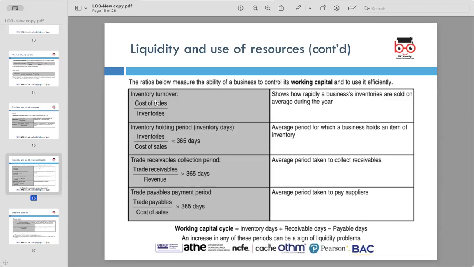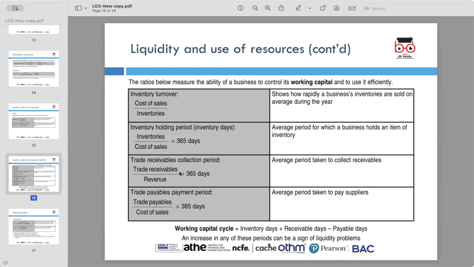Inventory holding period, also known as inventory days, represents the average number of days inventory is held before being sold. Trade receivable collection period measures the average number of days it takes for a company to collect payment from its customers. This ratio evaluates how efficiently the company collects cash from credit sales.